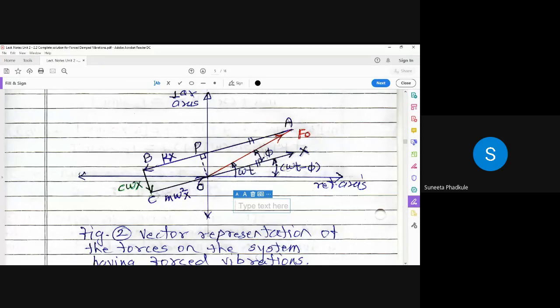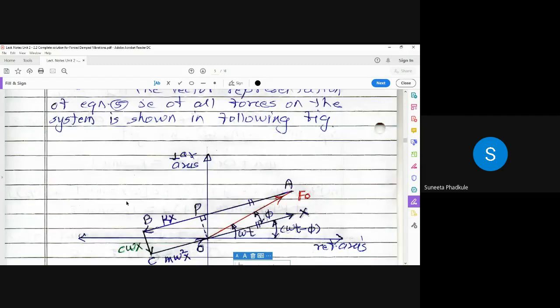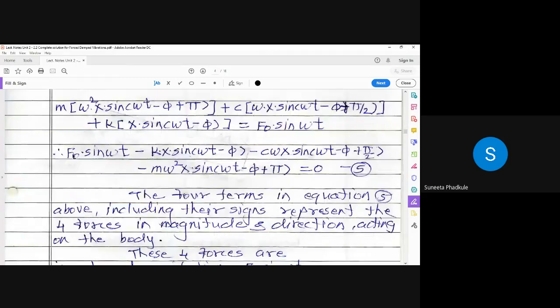So what is the angle made by the displacement vector with the reference axis? Omega t minus phi. That's why our solution is xp equal to x into sine omega t minus phi. Have you understood this now? We have assumed the solution xp equal to x into sine omega t minus phi. So we have drawn these two vectors: first is Fo, the external excitation, and second is the displacement vector. Now consider the second force, this one. I have drawn this vector Fo sine omega t.